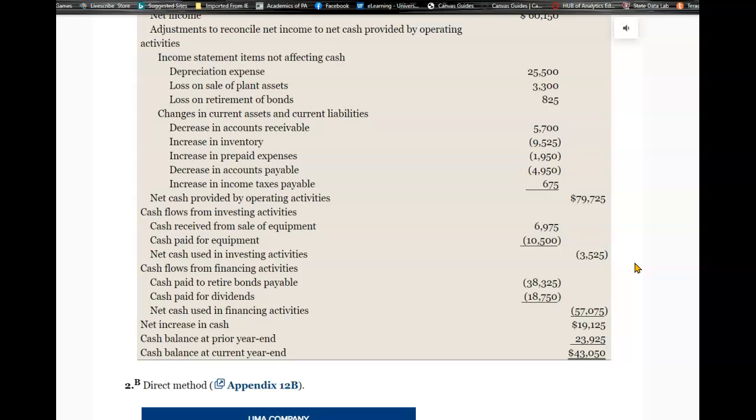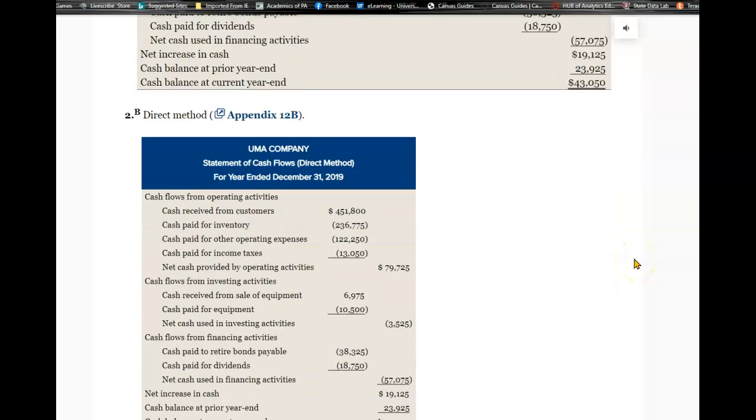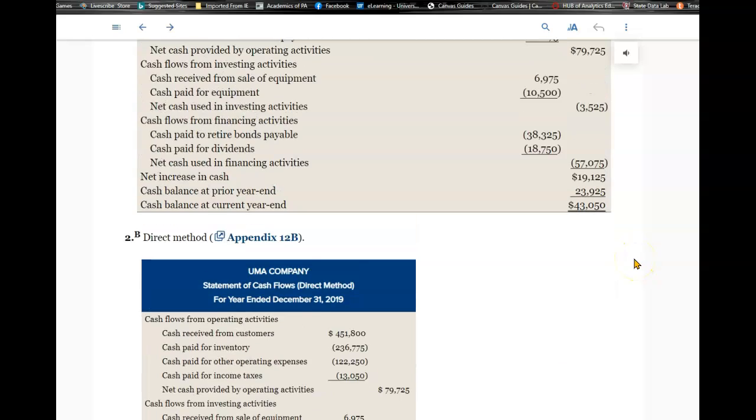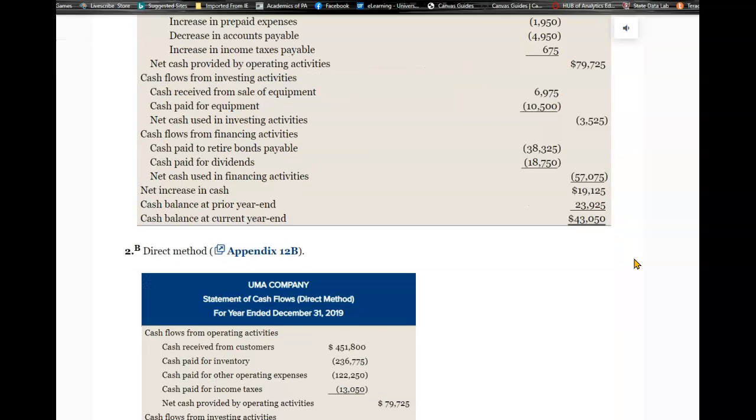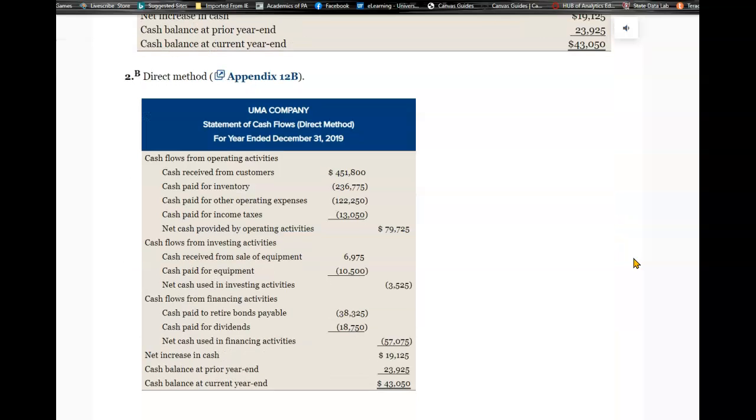Okay, now you're not really responsible for the direct method in this course, and I'm not going to test you on it, but I am going to show it to you just so that you can see the difference between the two. This is the statement of cash flows for the direct method. As you can see, it does not start off with net income. It says cash received from customers, cash paid for inventory, cash paid for the operating expenses, and cash paid for income taxes. So these are your operating activities.